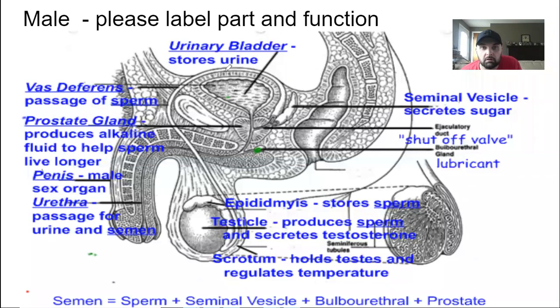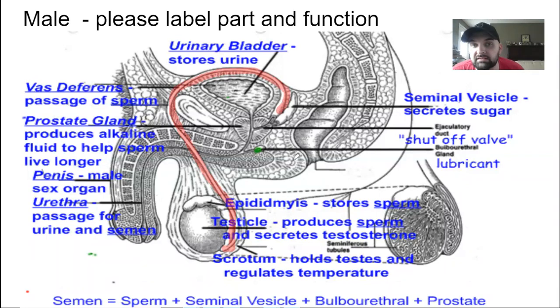I want to do a color. Can I do that here? Yes, I can. Let's see. Let's make it red. So sperm are going to go up here, the vas deferens, and travel into the seminal vesicle.